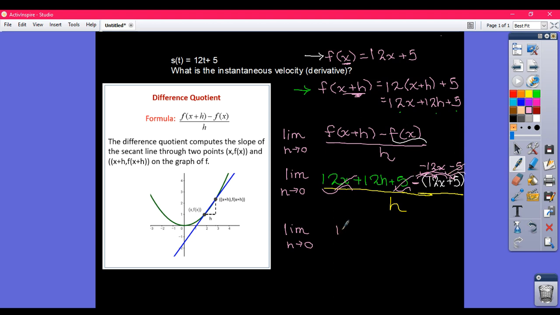And this leaves me with 12h over h. So the h's divide out here, leaving me with just 12. And that's the derivative or instantaneous velocity.